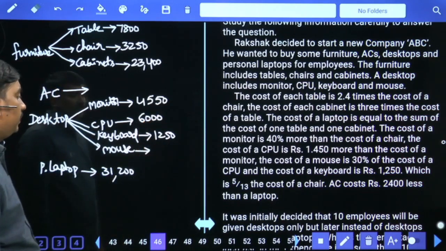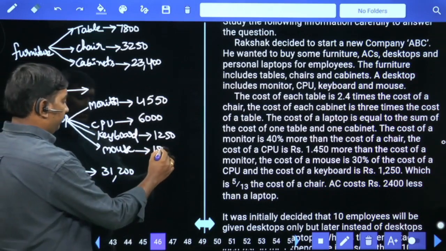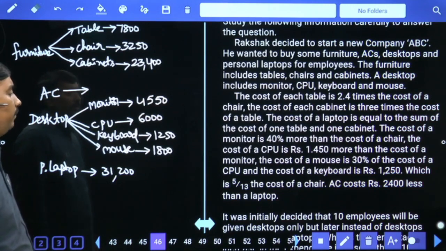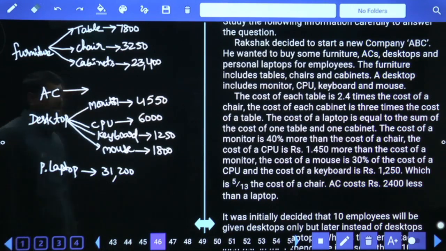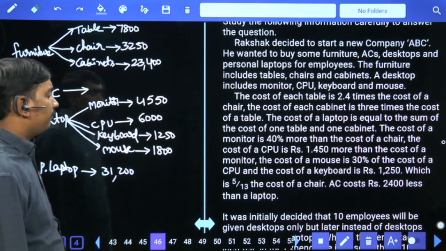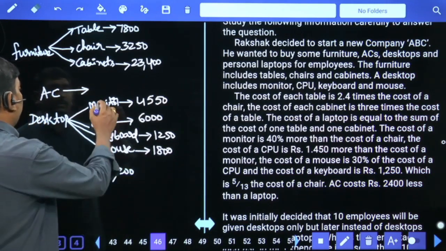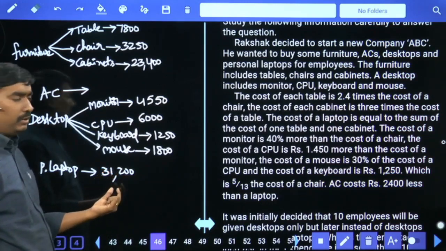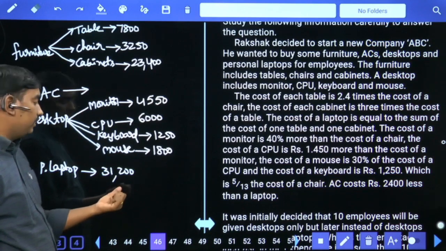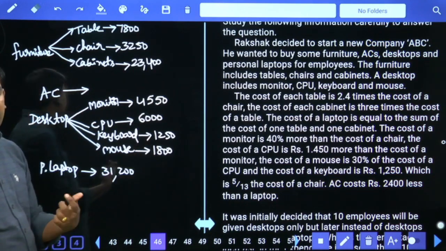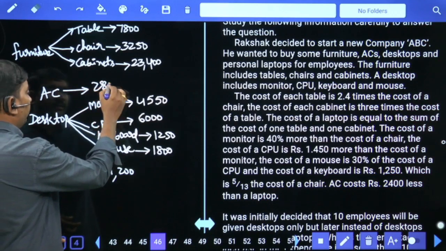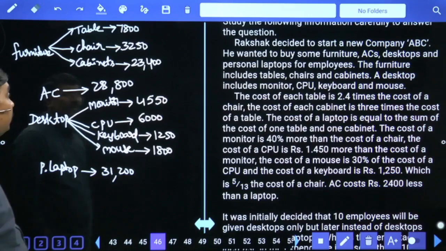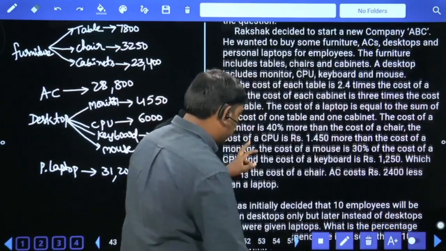Mouse is 30% of the cost of a CPU, 1800. Cost of a keyboard is 1250, which is 5/13 of the cost of a chair. AC cost 2400 lesser than the laptop. 31,000 minus 2000, 29,000. 200 minus 400 means minus 200, 28,800. AC 28,800. That's the given data. Look at the questions.